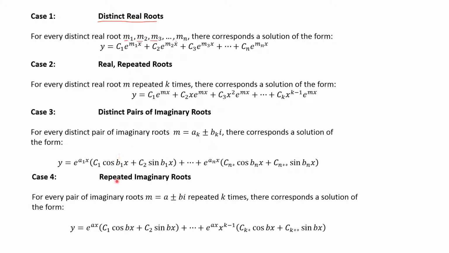Of course, there is the fourth case. If the roots of the auxiliary equation have m equals a plus minus bi repeated k times, there corresponds a solution of the form e to the ax times c1 cosine bx plus c2 sine bx, plus, and the next term is e to the ax times x, then c1 cosine of bx plus c2 sine of bx, plus and so on until you reach this point.